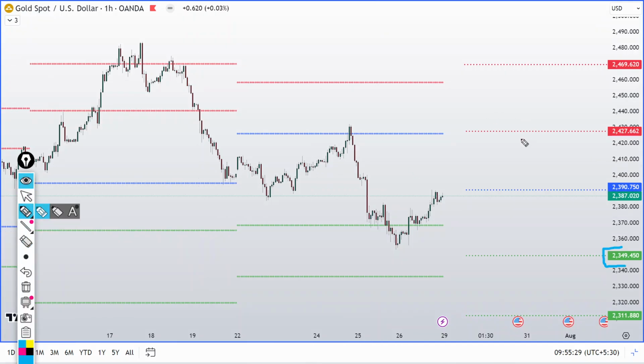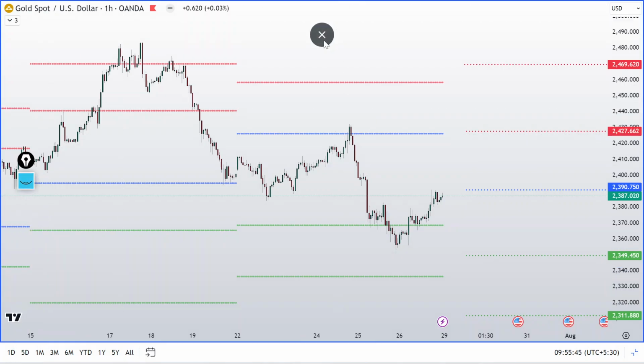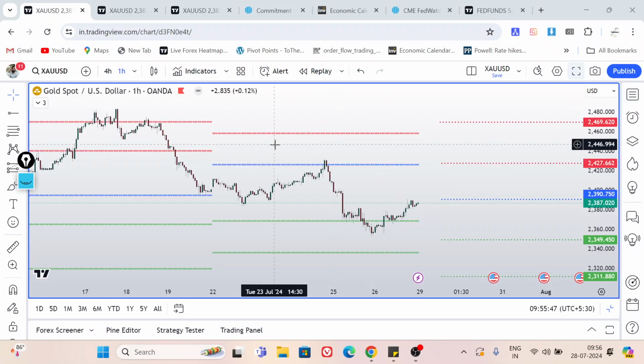R1 for next week is around the previous pivot, around 2427. So if price breaks out, then at this level we are going to look for sell opportunities again. So this is the formation on the intraday chart.